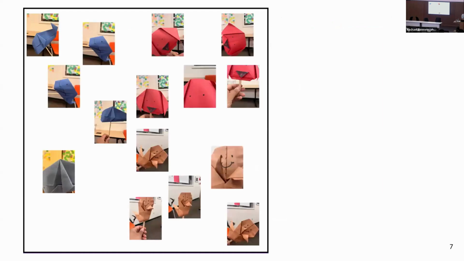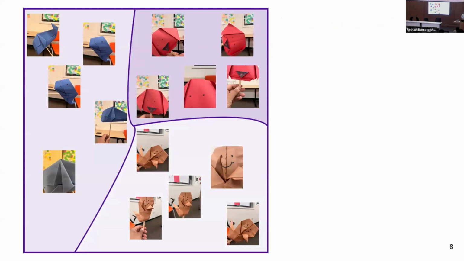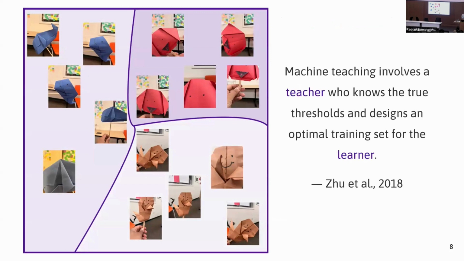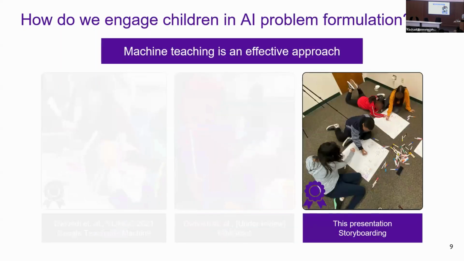Let's say we want a machine to distinguish between these three types of origami: a dolphin, a dog, or a ghost. You then take a lot of examples for each origami. In this context, Zhu and colleagues define machine teaching as a method that involves a teacher who knows the true thresholds for separating these classes and designs an optimal training set for the learner to learn to classify. In today's talk, children will leverage machine teaching to storyboard their own AI.